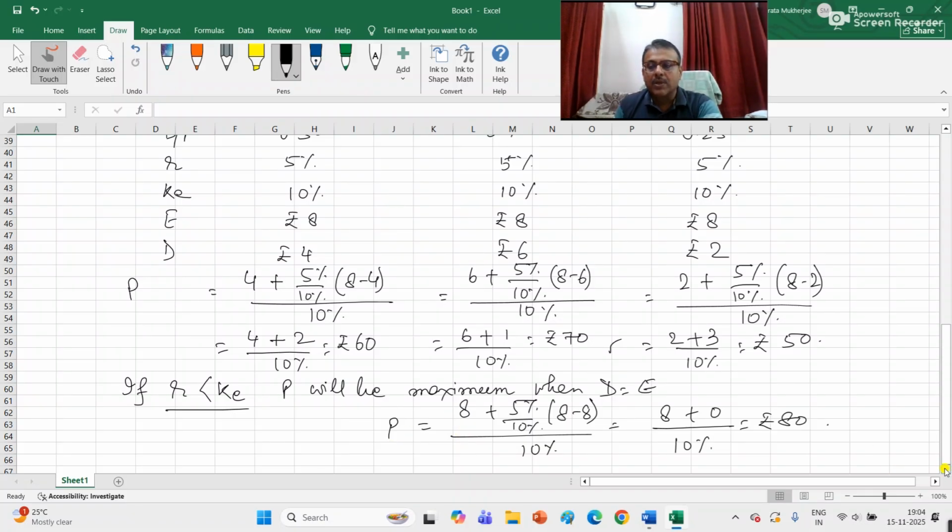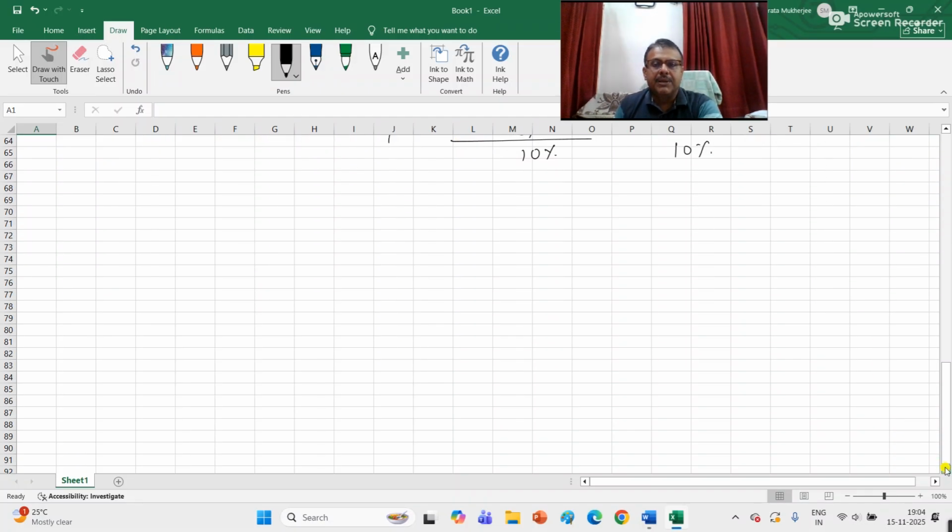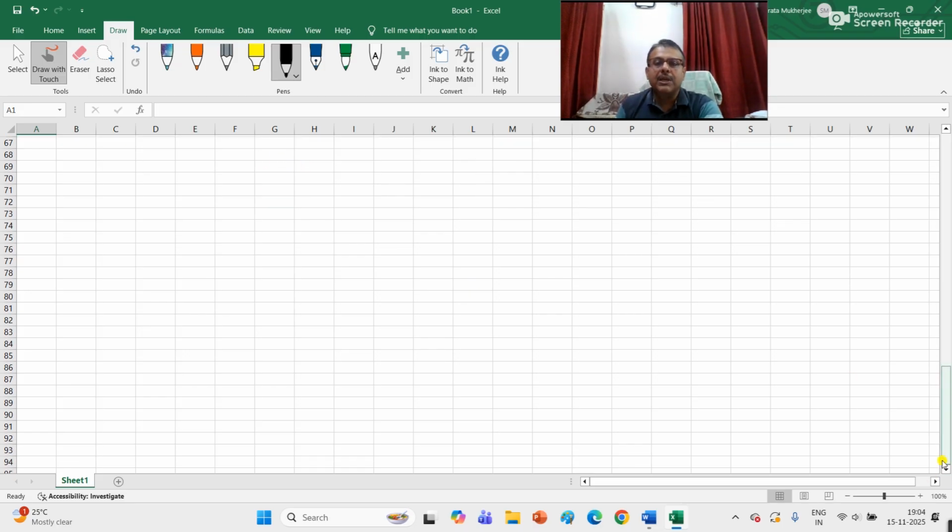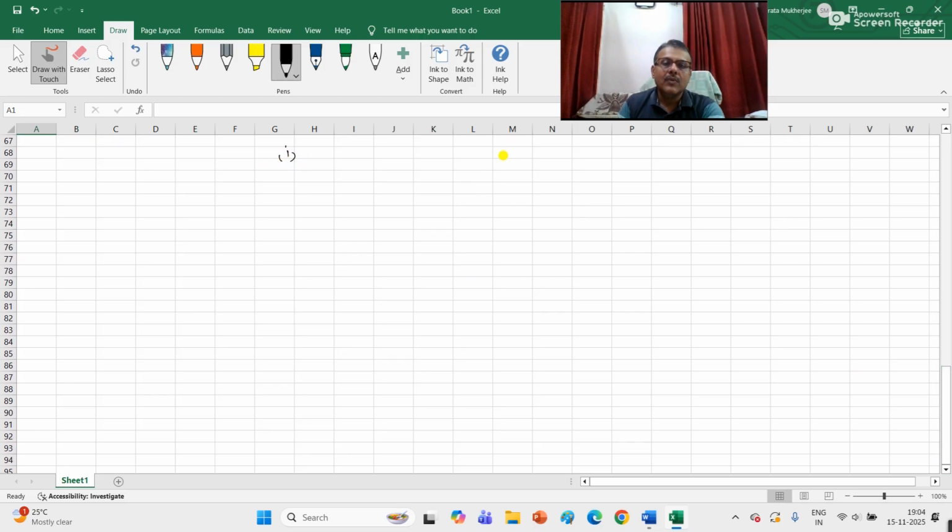Now coming to the third company, that is C Limited. So again, we have the three situations, and this is for C Limited. So your DP ratio is 0.50, then 0.75 and 0.25. So your R is given at 10%, 10%, 10%.